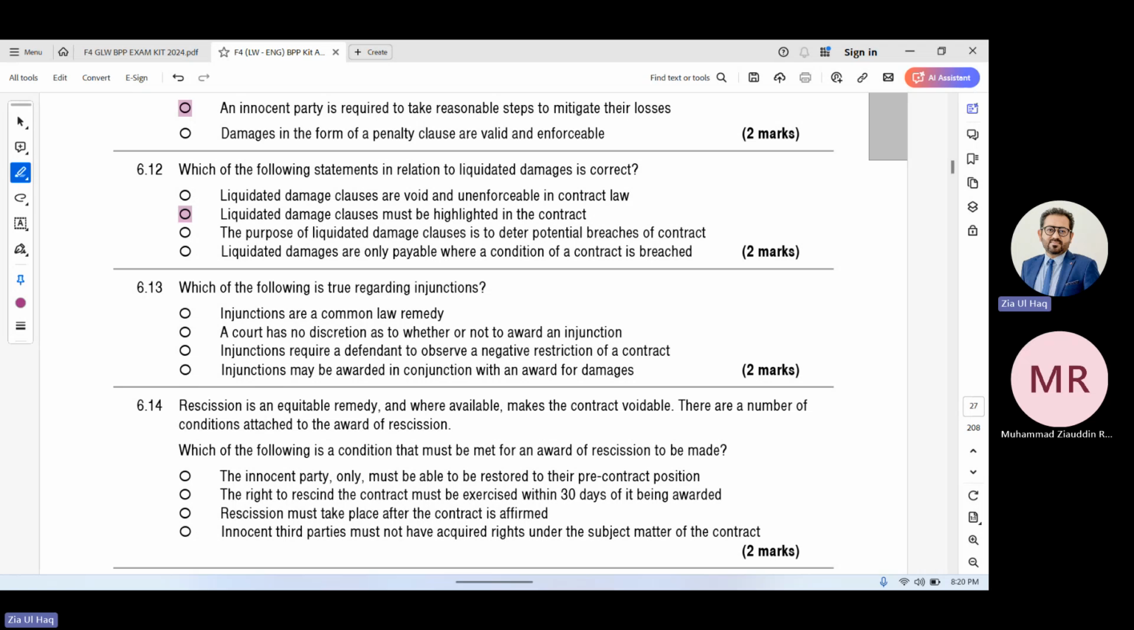Injunction requires a defendant to observe a negative restriction of a contract. Yes, passive performance regarding positive. This is regarding negative. That's why you are stopping someone from doing something. Injunction may be awarded in conjunction with an award for damages. No, it's not an award for damages. You are stopping someone from doing something.